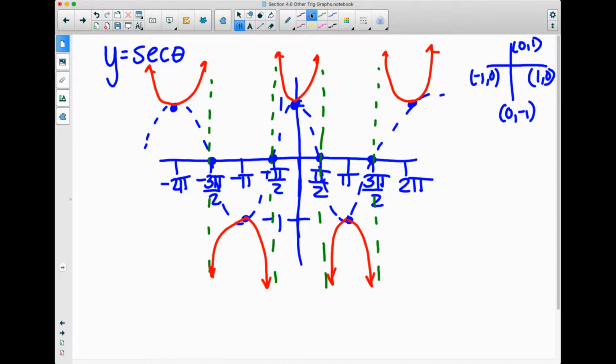Okay, so let's think about our domain. What can x not be? If it can't be at pi over 2, it's not like the last one where we can say, if we keep adding pi over 2, that gives us our next asymptote. What can we add that gets us our next asymptote? Pi. If I want to go from pi over 2 to 3 pi over 2, I have to add a whole pi. So in order to start where I say my domain is.